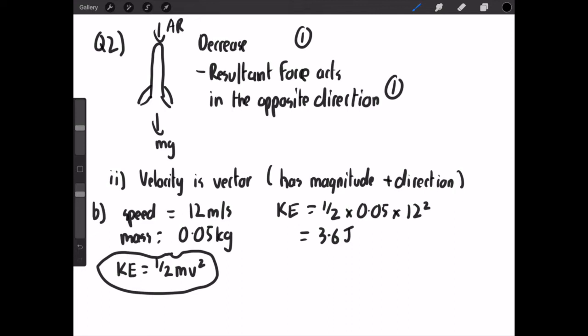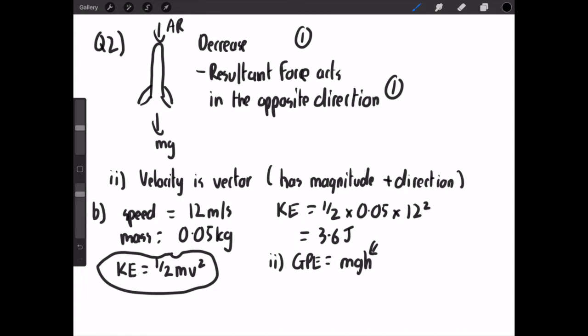Part 2. As the rocket moves upwards, it gains gravitational potential energy. State the maximum gravitational potential energy gained by the rocket. Ignore the effect of air resistance. Well, we could try and use GPE equals mgh, which is the equation for gravitational potential energy, but the problem with that is that we don't actually know h. We know the mass, we know g, we don't know h, so that's not really going to be of much use to us.